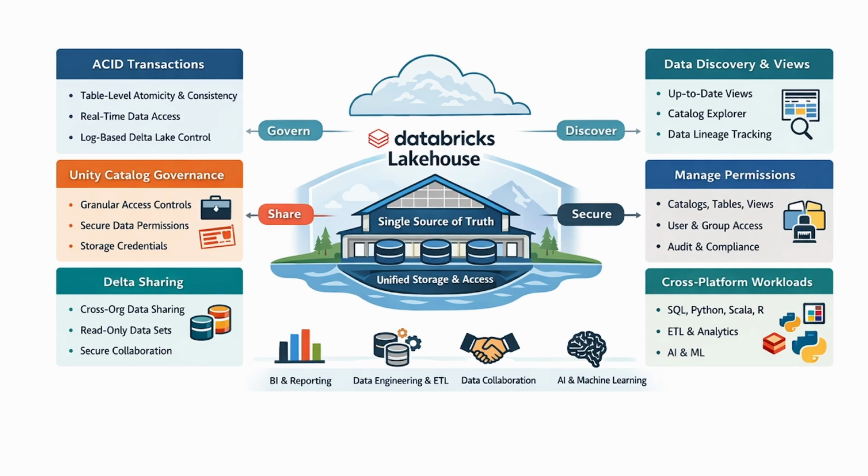Now, you might be wondering, how does the Lakehouse actually make sure that all this data stays safe and accurate? Well, that's where Delta Lake comes in. Delta Lake uses something called ACID transactions: atomicity, consistency, isolation, and durability. Basically, it's a fancy way of saying that when data gets updated, it happens all the way every time and everyone sees the right version.